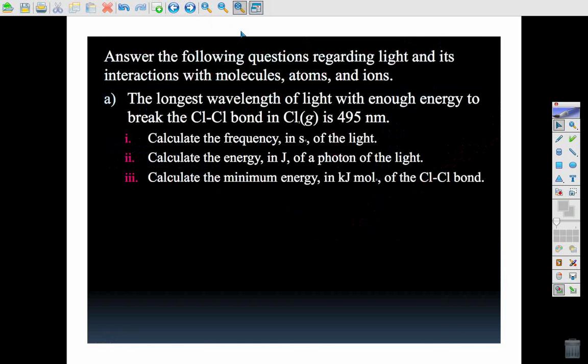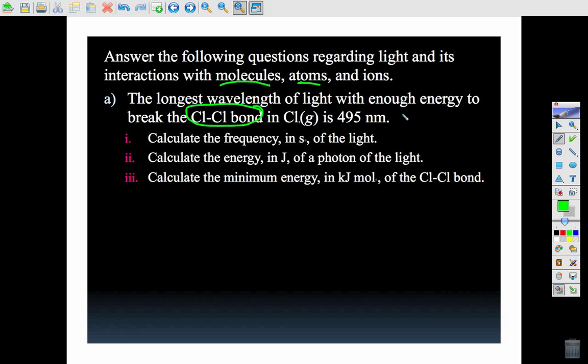We're going to be looking at some AP questions, and let's jump right in. It says, answer the following questions regarding light and its interactions. Now, we've been focusing on the interactions with atoms, but we're going to be looking at molecules as well, and really not much of a molecule, but focusing in on a bond here.